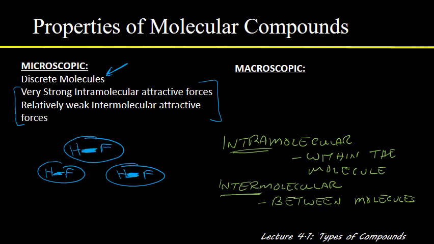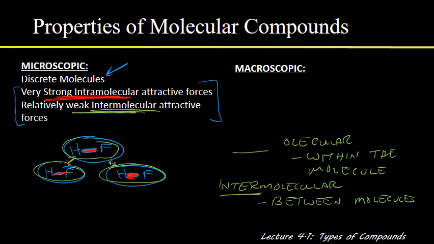For molecular compounds, the situation is almost the exact opposite as it is for ionic compounds. Molecular species have very strong intramolecular forces. So these bonds within the molecule are very, very strong, but relatively weak intermolecular forces. So the forces between the molecules are fairly weak, right? So each molecule is held together as a unit very, very tightly, but the molecules are not held together as tightly as a group. And so let's see what that does for the properties.